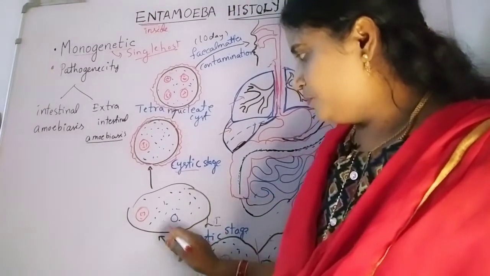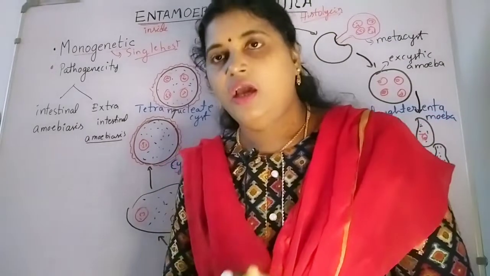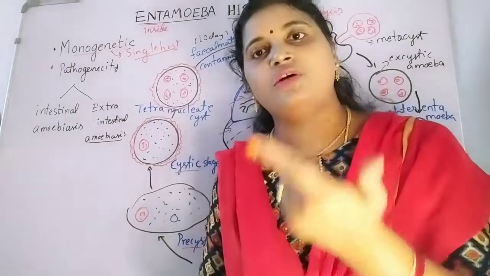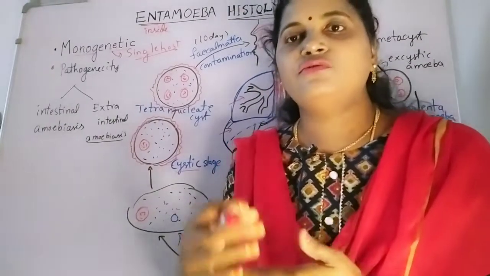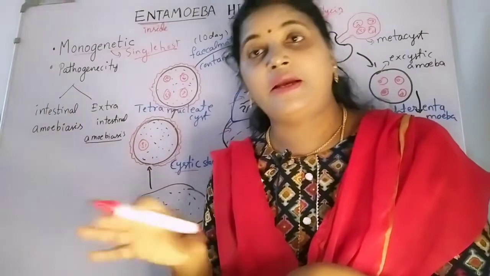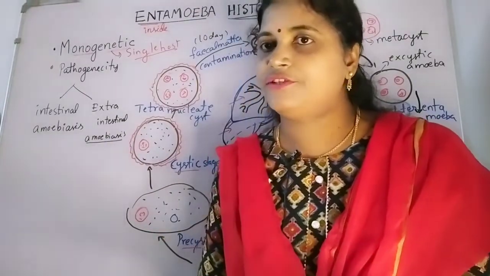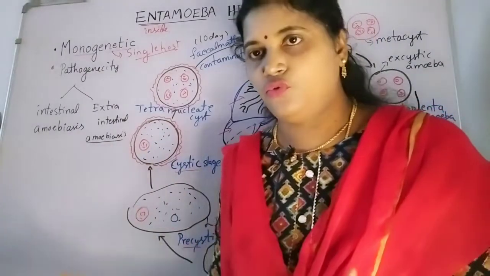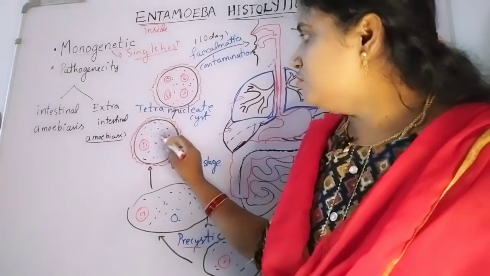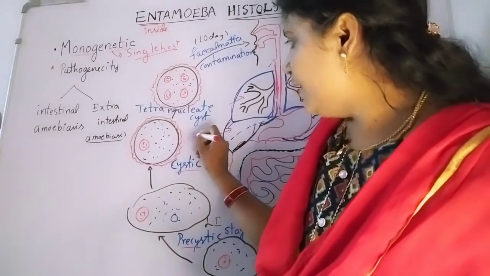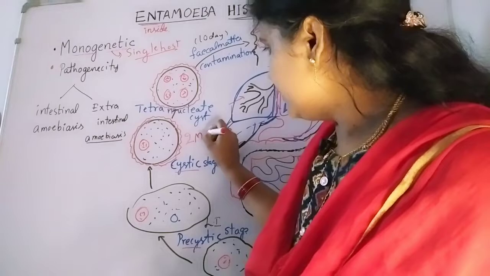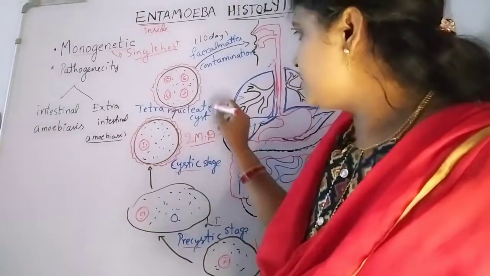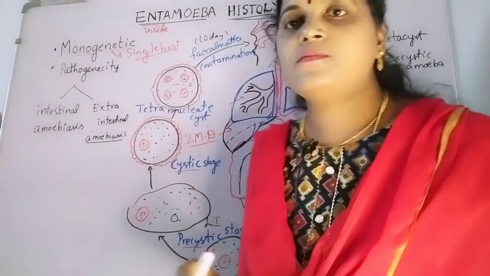Now it is entering the pre-cystic stage. In the pre-cystic stage, the nucleus undergoes two successive mitotic divisions. Mitotic division is again the same as binary fission: one nucleus divides into two, and two divide into four. After the two mitotic divisions, it forms four nuclei.